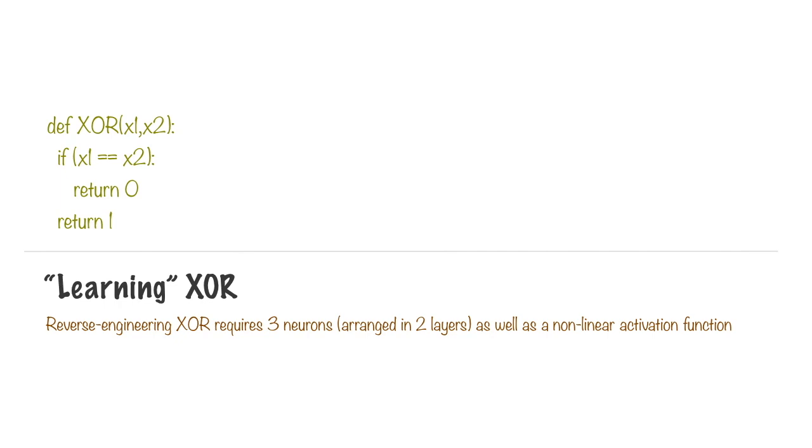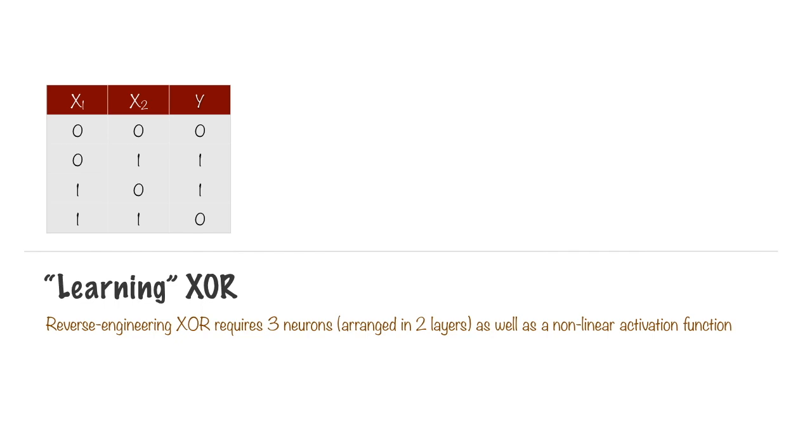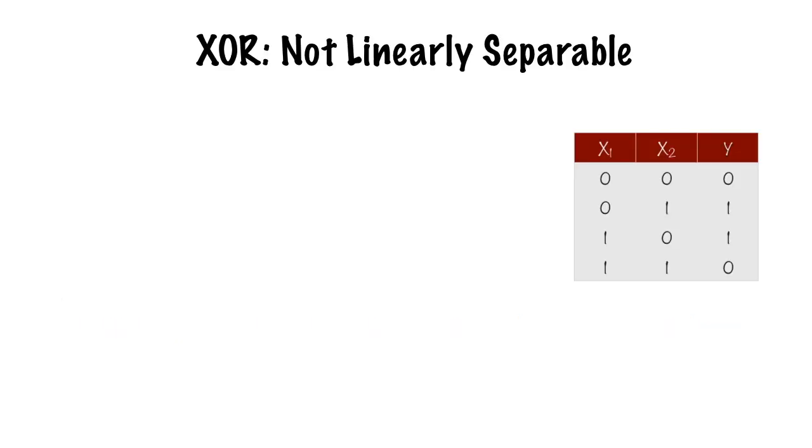Returning now to XOR. XOR is typically represented using a truth table rather than a pseudocode representation. The truth table is very succinct. You can see that it tells us at a glance how the output Y depends on the inputs x1 and x2. XOR is a very famous example of a function that cannot be learned using a linear activation function or just an affine transformation, and that's because XOR is not linearly separable.